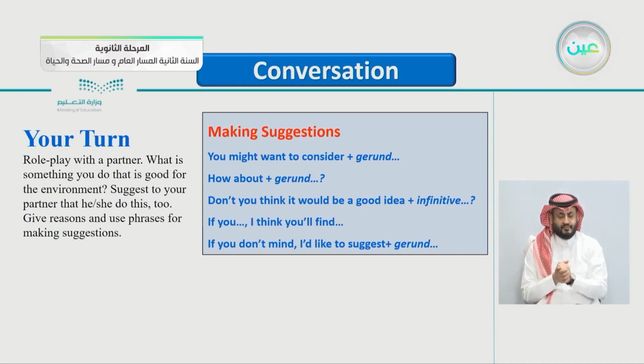And these are what you can use to make suggestions in the make suggestions box. For example, you might want to consider plus gerund. You might want to consider going green, like that. You might want to consider throwing the can in the recycling bin. So you say you might want to consider plus the gerund. How about gerund? Maybe by asking him, how about throwing the can in the recycling bin? How about going green? So how about and gerund.